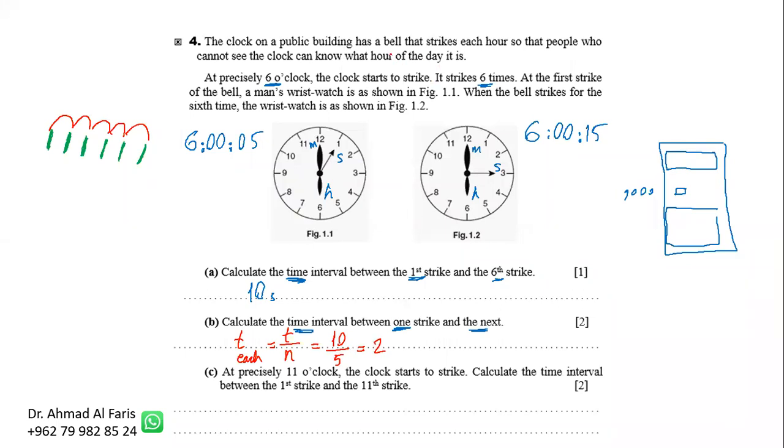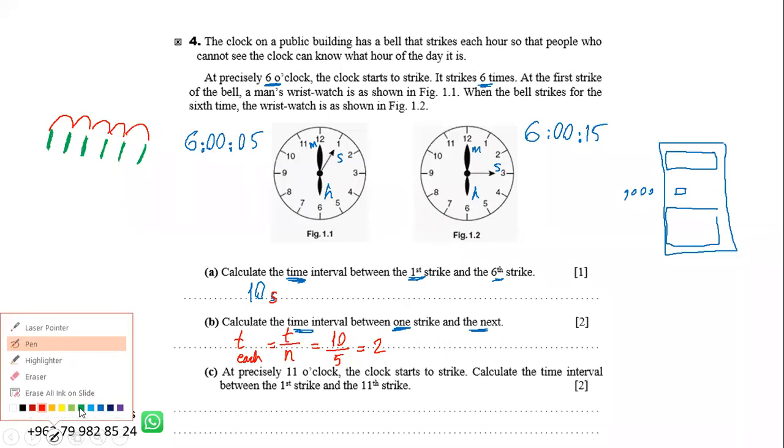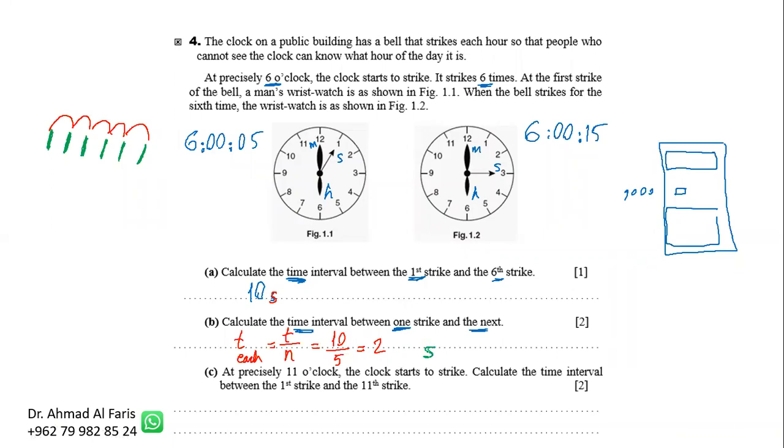Is this answer correct? No, it's not correct. What do I have to write? I have to write the unit, which is s, seconds. And I also have to write it as 2 significant figures. What do I mean by 2 significant figures? 2.0, 2 significant figures.